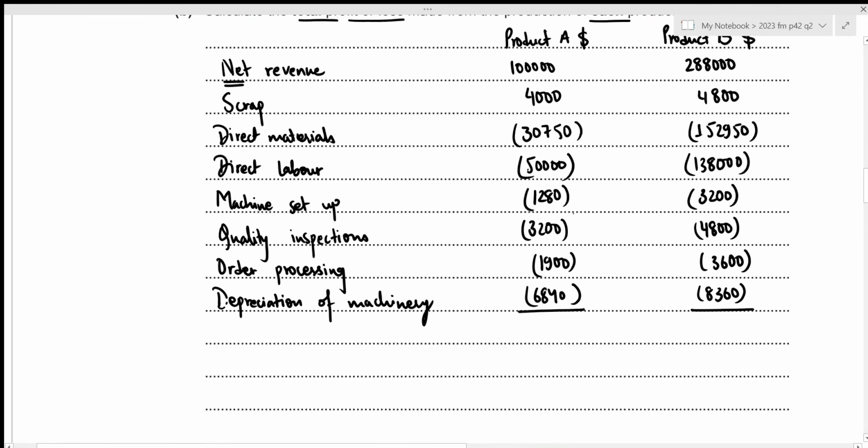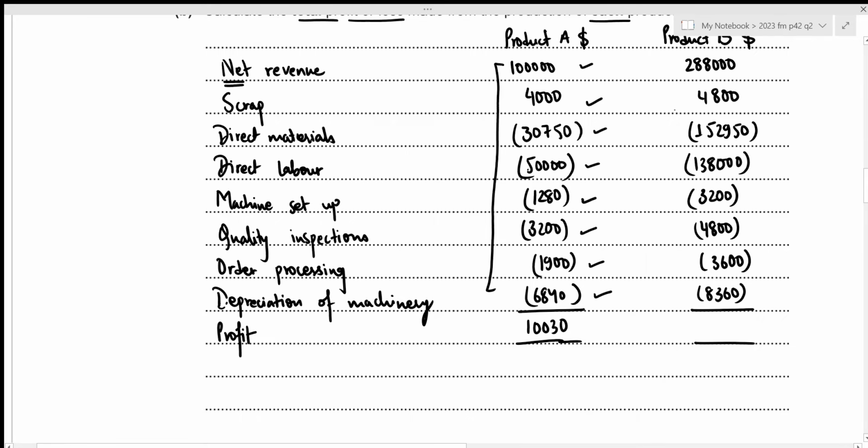We have included all of our costs, so we can now move towards figuring out our profit for both the products. So we just have to add all of these amounts in order to figure out the profit. For product A, that will be 100,000 plus 4,000 minus 30,750 minus 50,000 minus 1,280 minus 3,200 minus 1,900 minus 6,840, which results in 10,030.